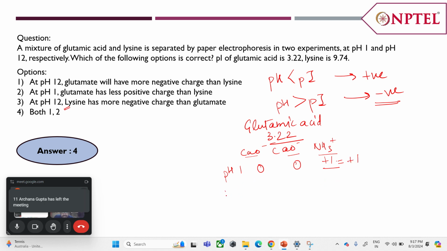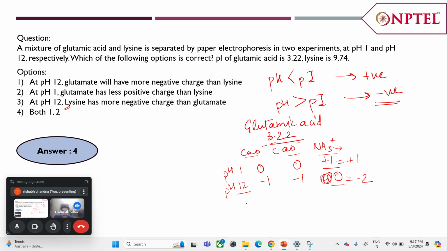Fine. Then at pH 12, what would happen? This would have a negative charge, minus 1, this would have a negative charge, minus 1, and this would have no charge, because H plus would have been removed from here. So the charge at this particular point will be 0, and the final charge would be minus 2.